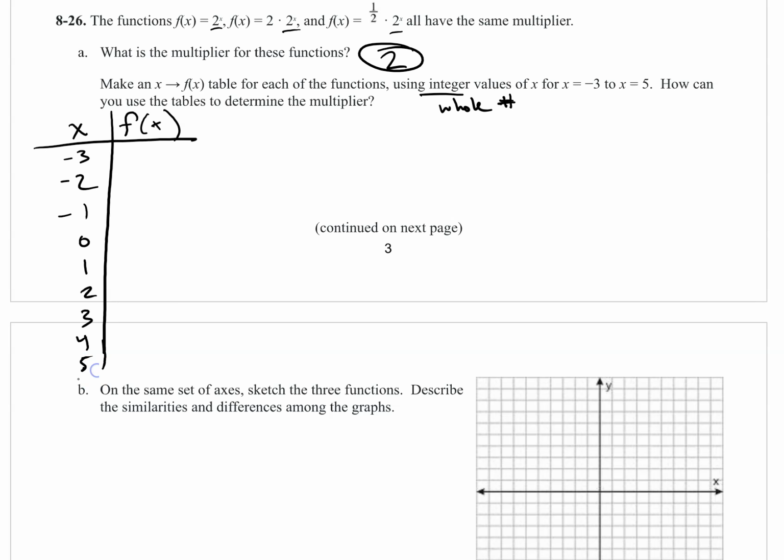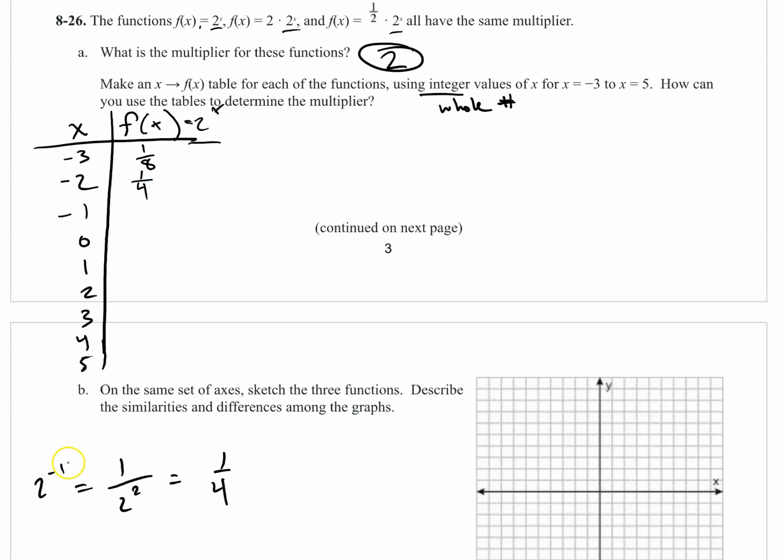So they want you to make a table like this. And then let's start with this one right here. So if we do 2 to the power negative 3, that's the same as 1 over 2 cubed, which is 1 over 8. 2 to the power 3 is 8. Alright, then if we do 2 to the power negative 2, that's 1 over 2 to the power 2. Remember, negative exponent means you have to flip it, and then you change the little sign. And that's 1 over 4.